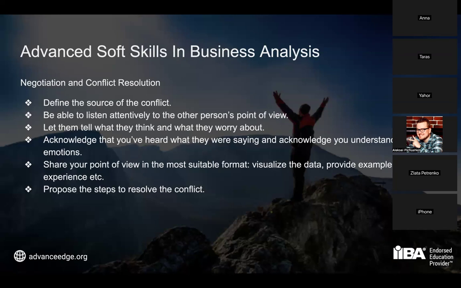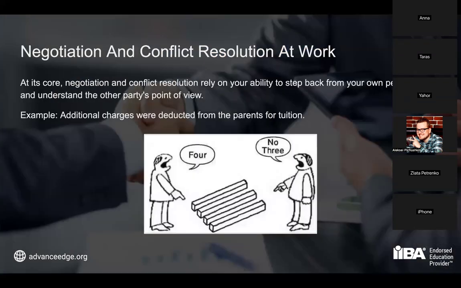And to successfully resolve a conflict, we have to understand the source of the conflict, be able to listen attentively to the other party and let them tell what they think and why they think this. Acknowledge that you hear them and you understand their point of view, and then share your point of view and find steps and agree on those steps to resolve the conflict. So this is basically the image that shows what a conflict is very simply, right?